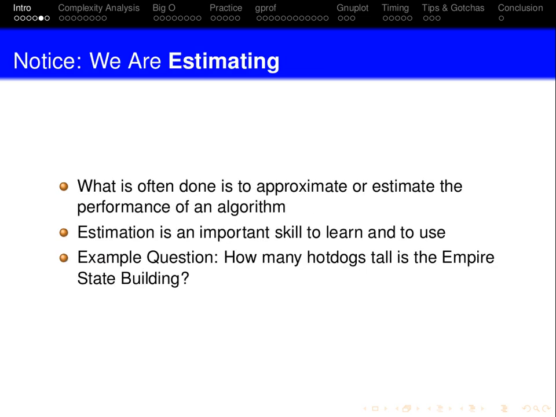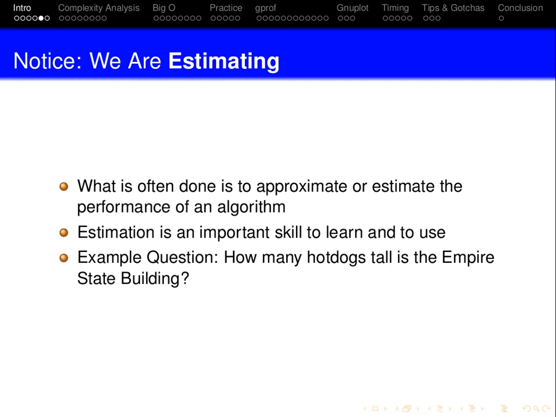Okay, we are going to be estimating. Analysis, or theoretical analysis, or analytical in this case, is an estimation. It's an important skill because it'll help you quickly determine if one algorithm is better than another. So here's an example question. How many hot dogs tall is the Empire State Building? A lot. Depends on how big the hot dogs are. You've got a foot-long hot dog, so ballpark, it's 6 inches per hot dog.